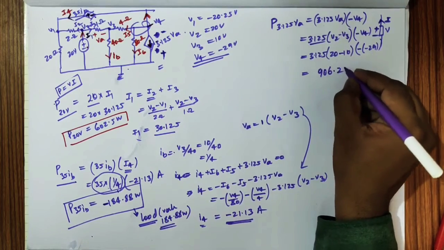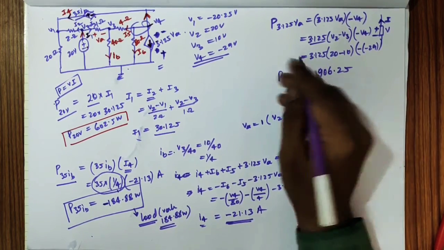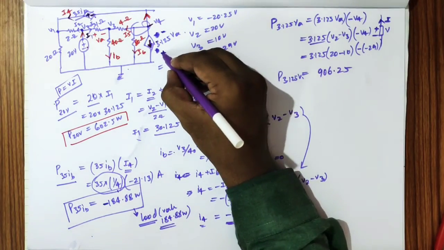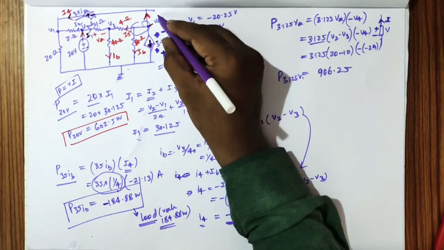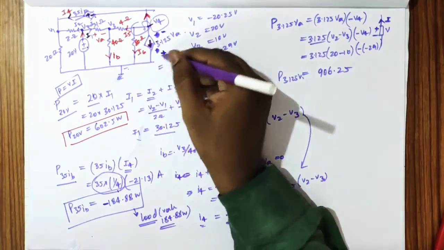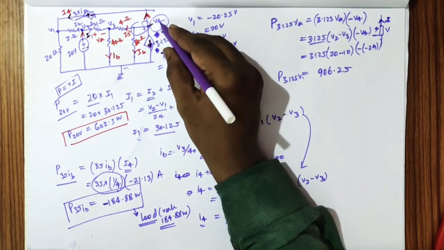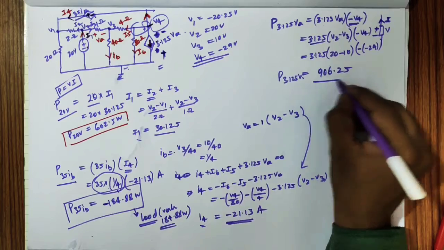906.25. So I did the calculation assuming this is a source. From the source, a positive terminal current is leaving. The voltage V4 is in general assumed as positive and negative, but we are assuming positive and negative, therefore for the voltage across this branch I kept a minus value. So I totally obtained the positive value.